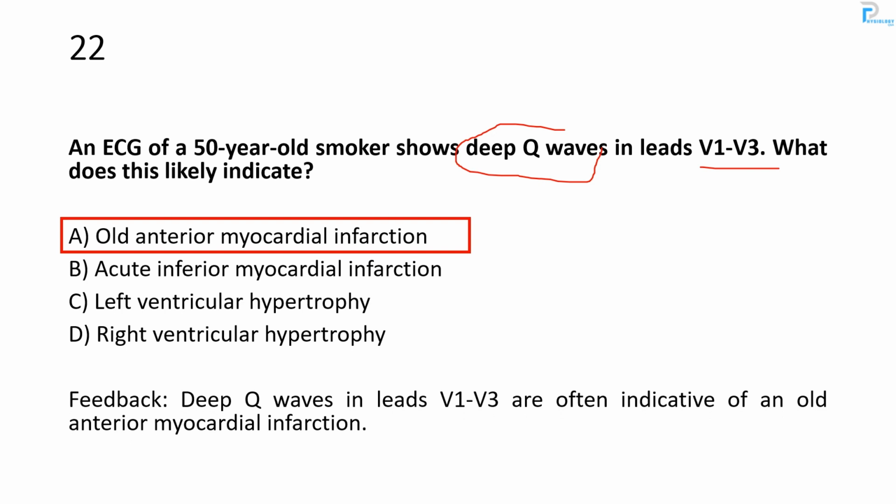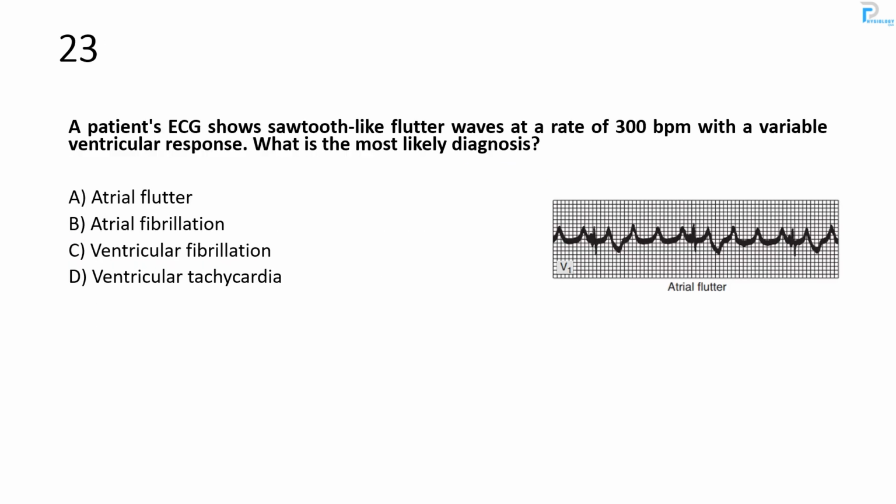A patient's ECG shows sawtooth-like flutter waves at a rate of 300 beats per minute with a variable ventricular response. What is the most likely diagnosis? That is the feature of atrial flutter, and as the question itself says, we have a flutter here. This sawtooth-like pattern is a characteristic feature of atrial flutter on ECG. In atrial flutter, the atrial rate ranges from 200 to 300 beats per minute.